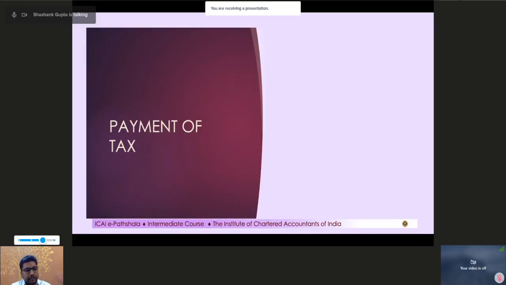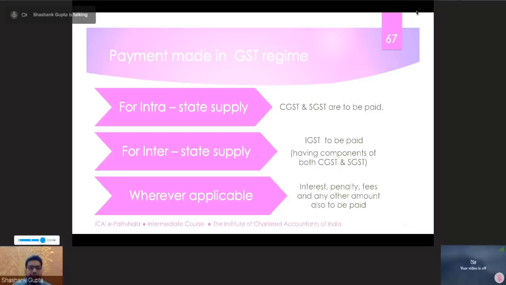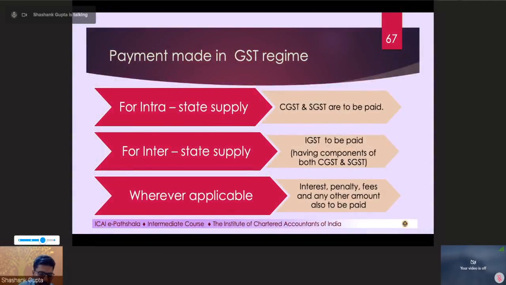Payment of tax. Now, in payment of tax, or rather payment of government dues under GST, what all types of dues are covered? For intrastate supply, CGST and SGST is applicable. For interstate supply, IGST is applicable. Otherwise, interest, penalty, fees, wherever applicable, is liable to be paid.